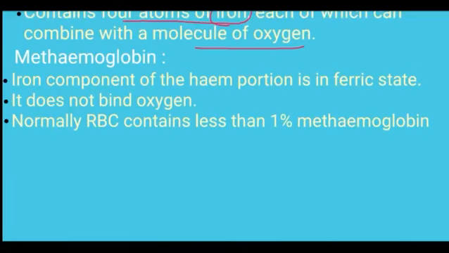So next we are going to see about methemoglobin. Actually in the normal hemoglobin, the heme portion contains iron in the ferrous state. But in the case of methemoglobin, the iron component in the heme portion is in the ferric state. So such hemoglobin is called methemoglobin, and usually this methemoglobin does not bind with oxygen. Normally RBC contains less than 1% of methemoglobin.